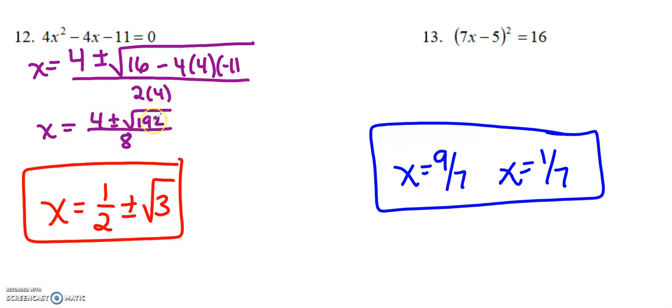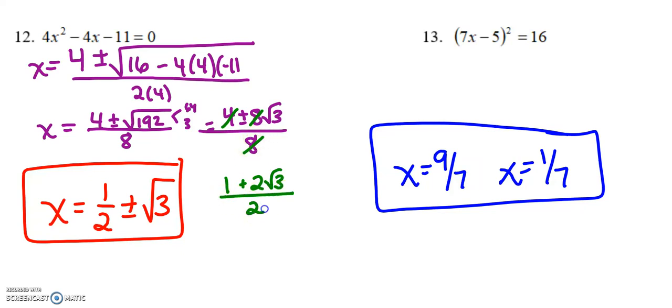So now I got to figure out, does this simplify at all? And it does. So the square root of 192 is the same thing as the square root of 64 times 3. So the square root of 64 is 8, and I get 8 root 3 all over 8. Now each one of these things has a 4 in it. So 4 divided by 4 is 1. 8 divided by 4 is 2. And 8 divided by 4 again is 2.